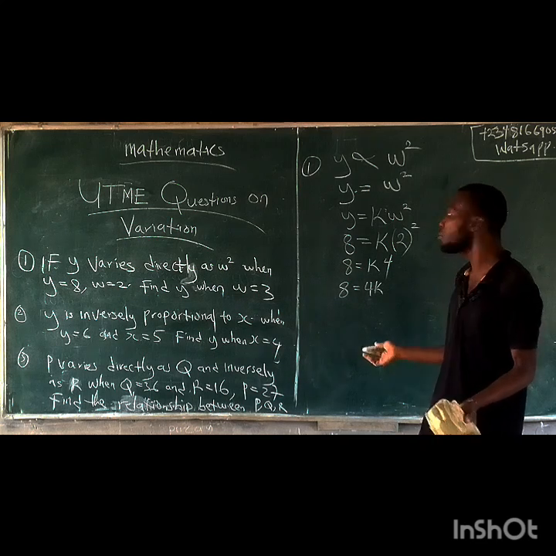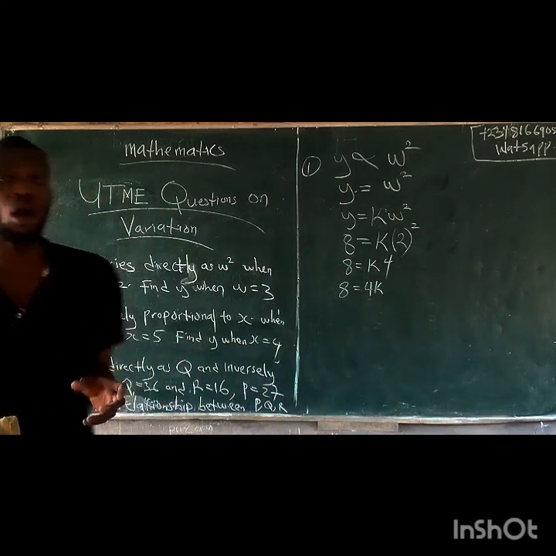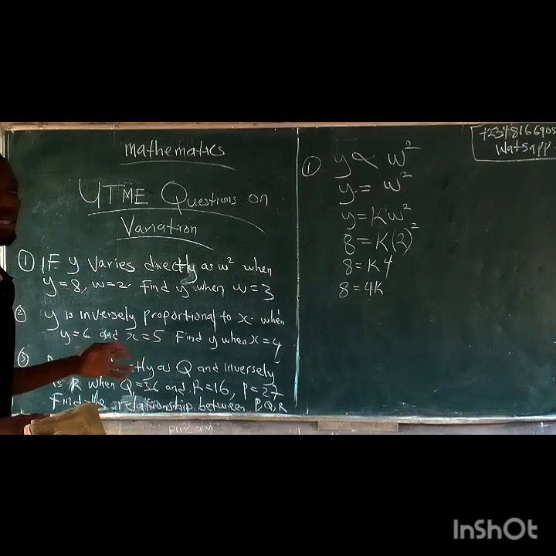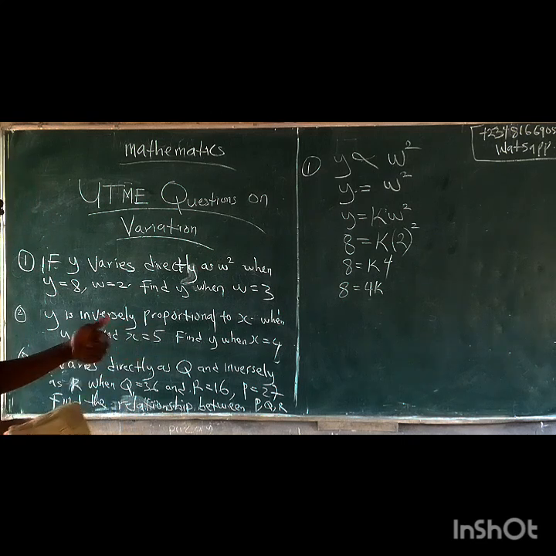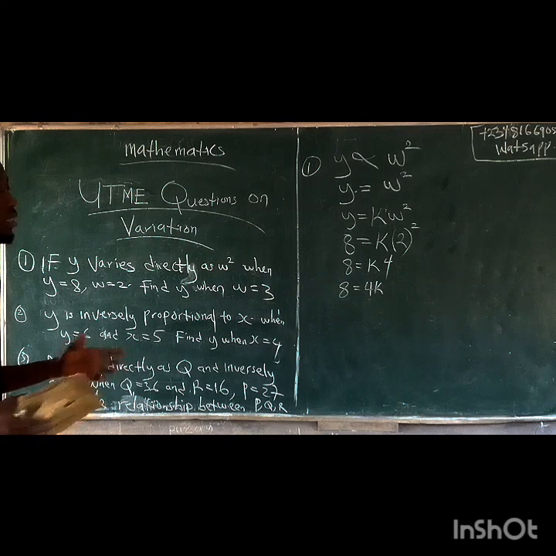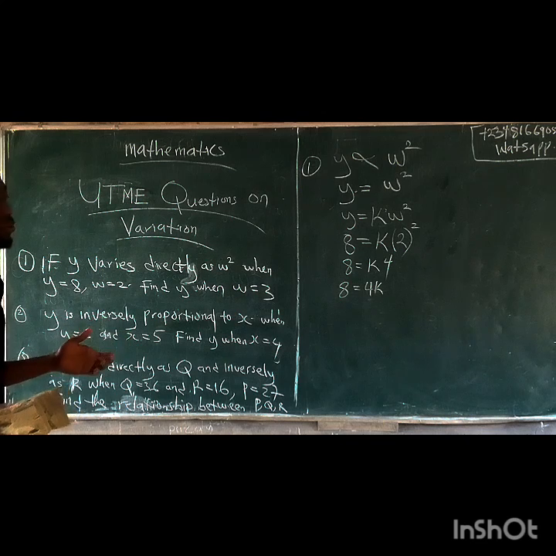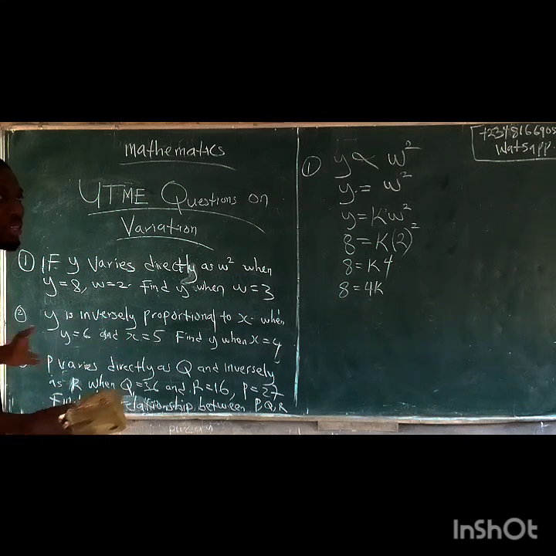Now, in terms of variation, we need to make sure that the unknown is always at the left hand side. It must be at the left hand side. So you are looking for the unknown. That is, you make that K the subject of the formula. When they ask you to find the subject of the formula of any equation or expression, the one you are looking for, the unknown, should always be at the left hand side.